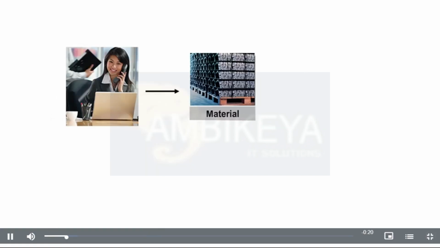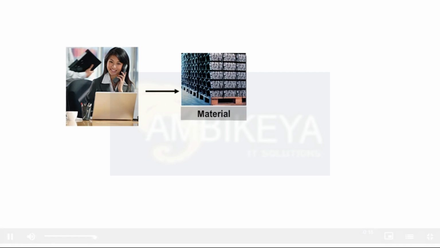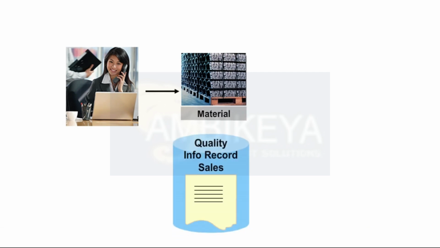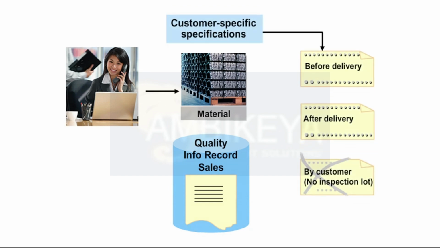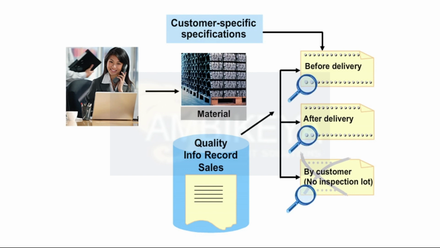If a business partner master record has been created for a customer, you can use the quality info record sales to define inspection relevant specifications for the customer. These specifications apply to all materials that are delivered to the customer and include the control parameters, quality inspection, delivery category, and documents.